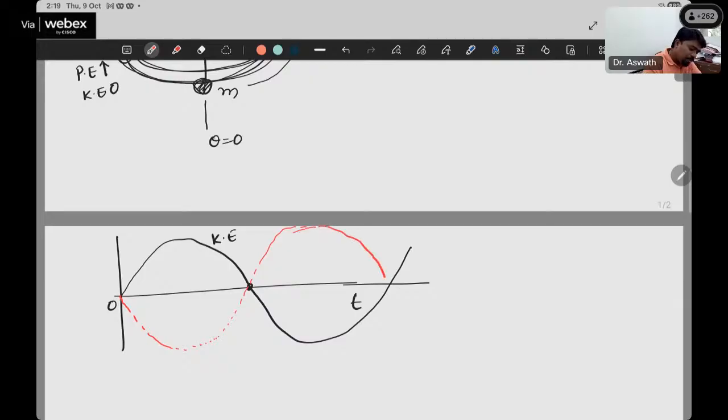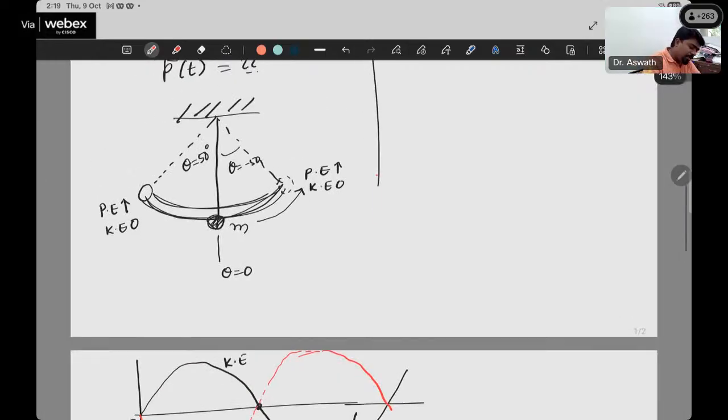Okay. So this is what happens with respect to kinetic energy and potential energy at any given point. Okay. So just keep it aside. This is what we have for a classical system.